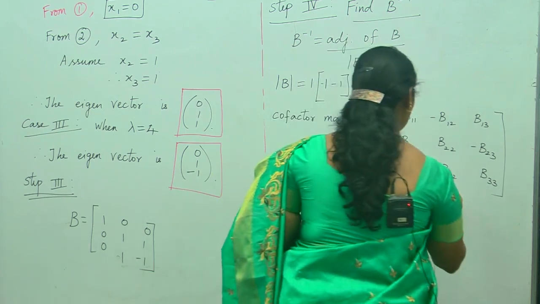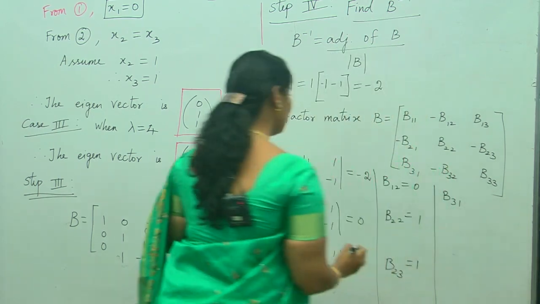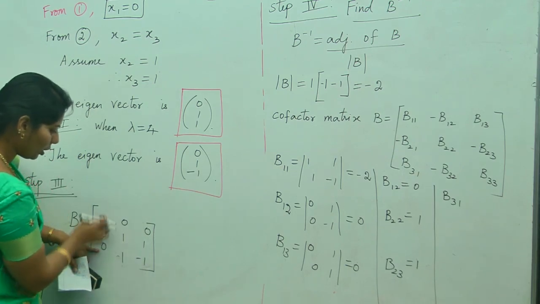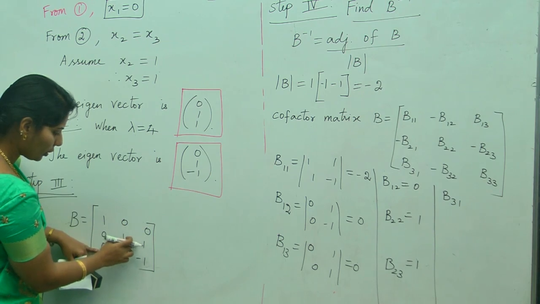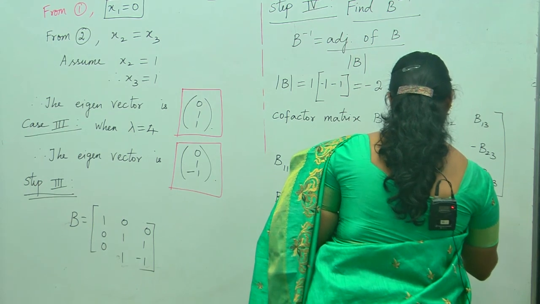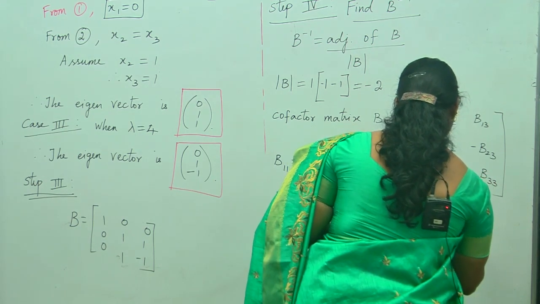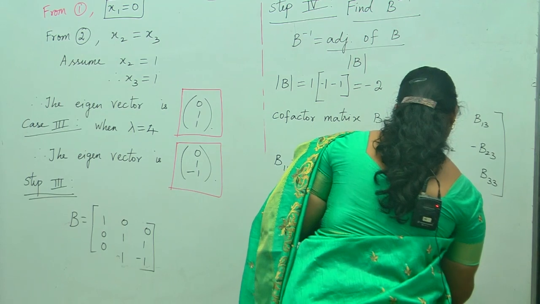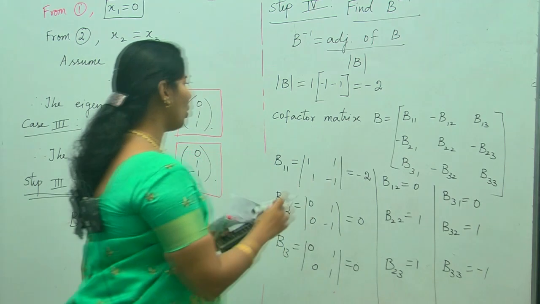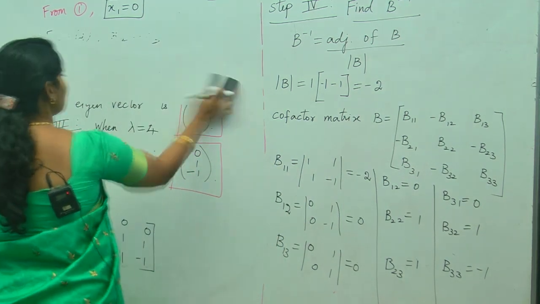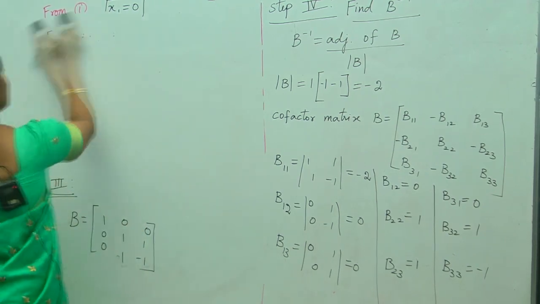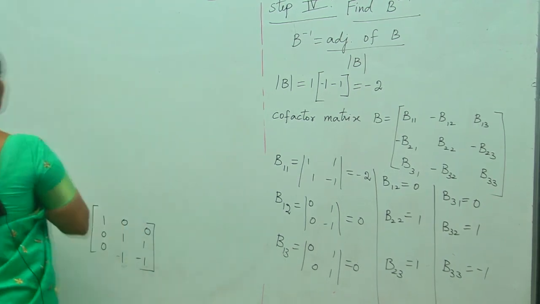For the next one, B31, again for the third row, for this element you will leave the corresponding row and the column. What is left out? 0 into 1 minus 1 into 0, again which will give you 0, and then B32 will give you 1, B33 will give you minus 1. After finding out all these, you have to write the inverse of the matrix. So we have found out the cofactor matrix now.